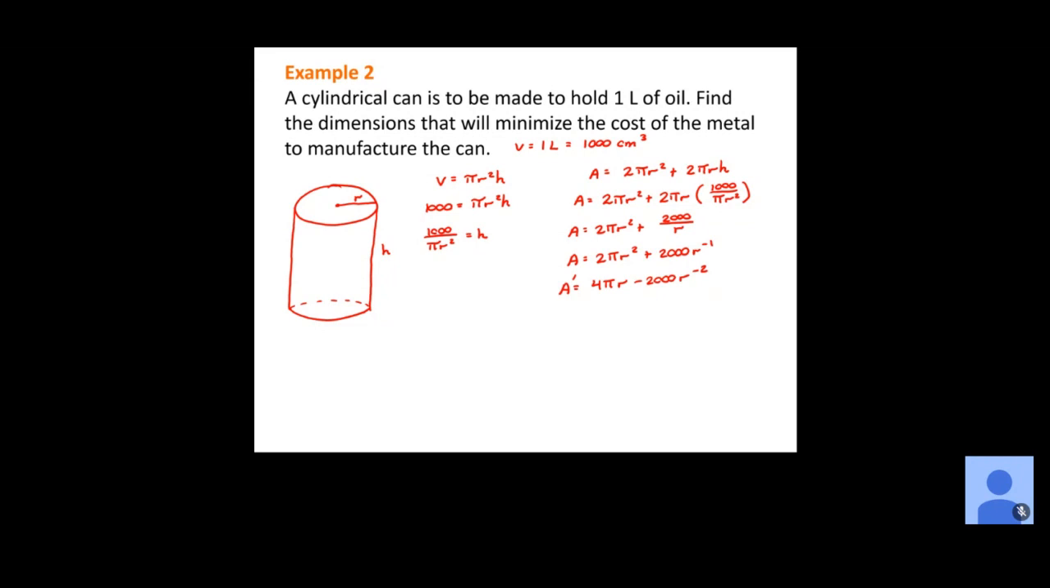Now, if you wanted to, you could go ahead and move that r to the negative 2 into the denominator. It's probably actually going to be easier in this case to leave it like this because we know we're going to do what next? We're trying to find the minimum.